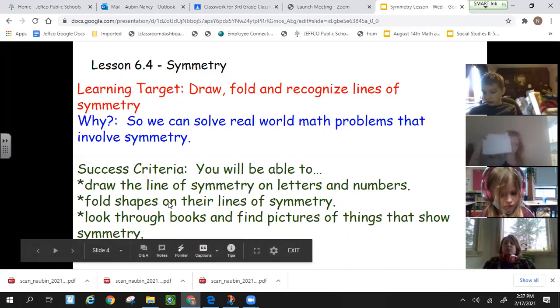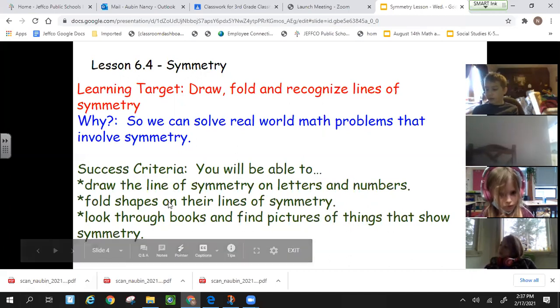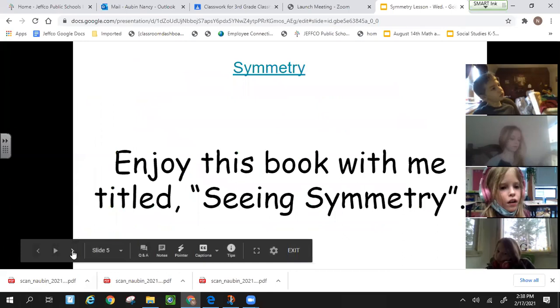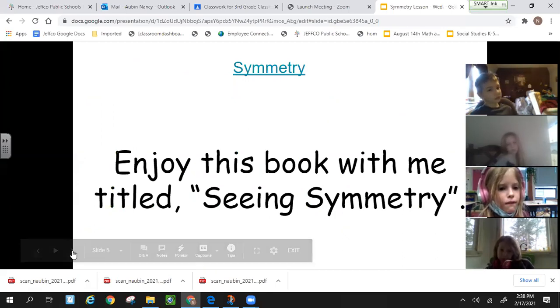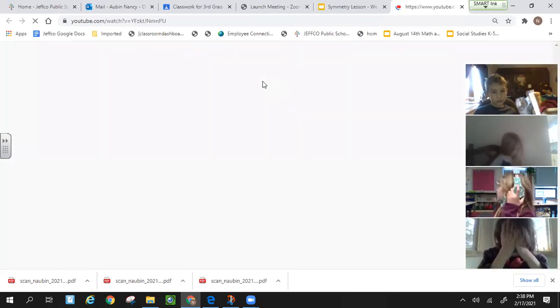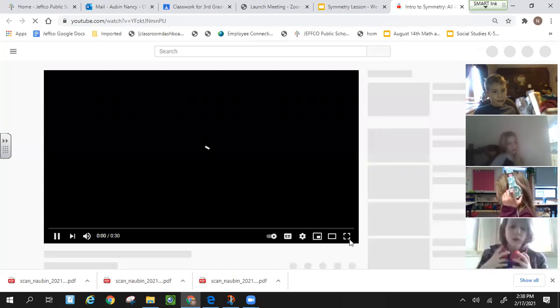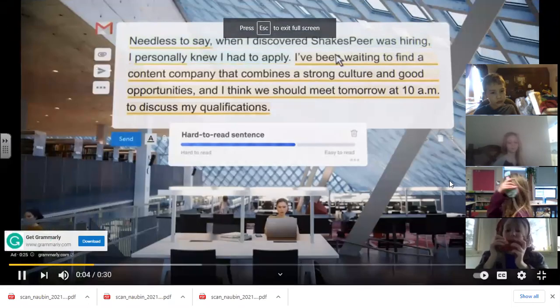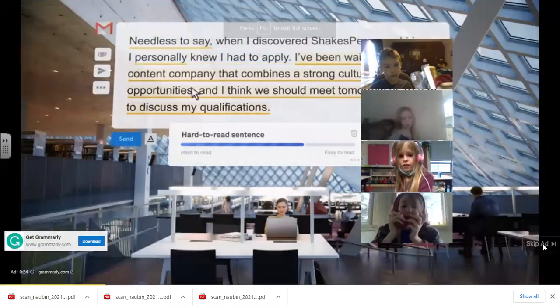So today, to be successful, you're going to have to draw lines on letters and numbers. I bet you didn't realize that numbers and letters have symmetry. They do. We're going to fold some shapes and we're going to look through books or look around our room for things that show symmetry. So let's see how we do. I am going to first play a quick song for you, and then I have a book to share. Nope, that is not that. That was symmetry, not symmetry. All right, here we go.